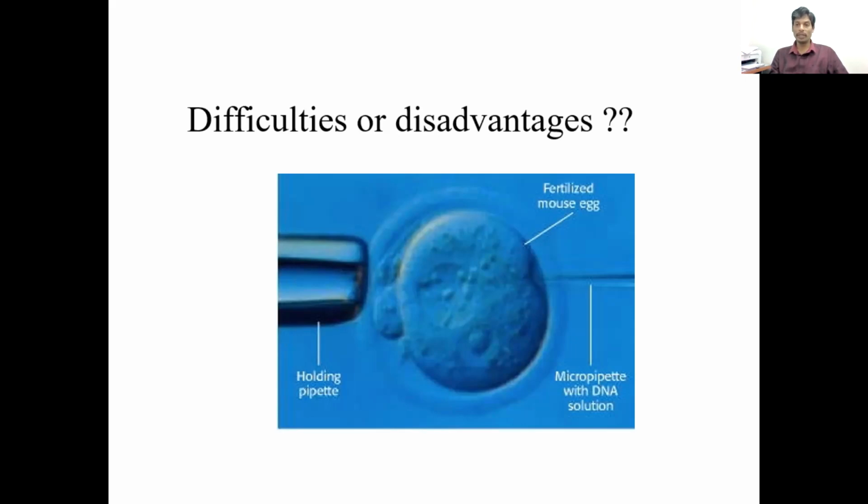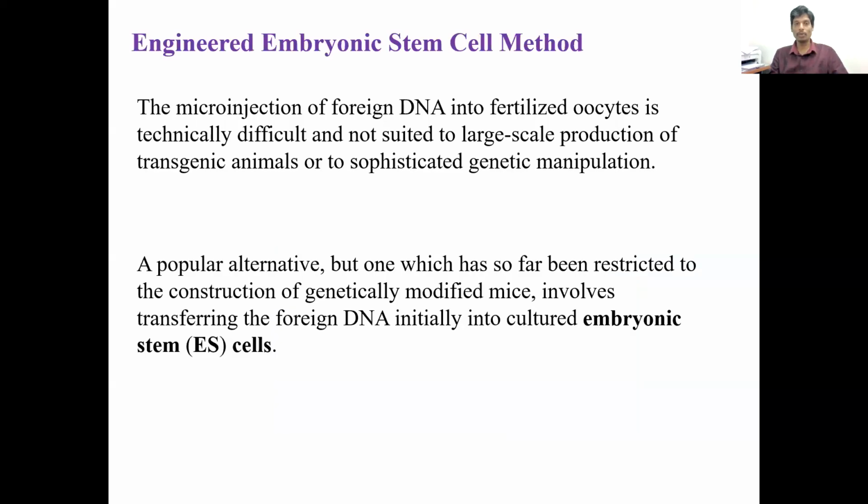That is why it is very important to integrate at a specific place. You have to direct where it can be integrated; that would be a very good advantage. But using these two methods, it is not so clear that we can direct it. The next one, which we commonly use, is the engineered embryonic stem cell method. With this method we can actually direct where you want it to get integrated into the genome, because you are doing it in the petri plate.